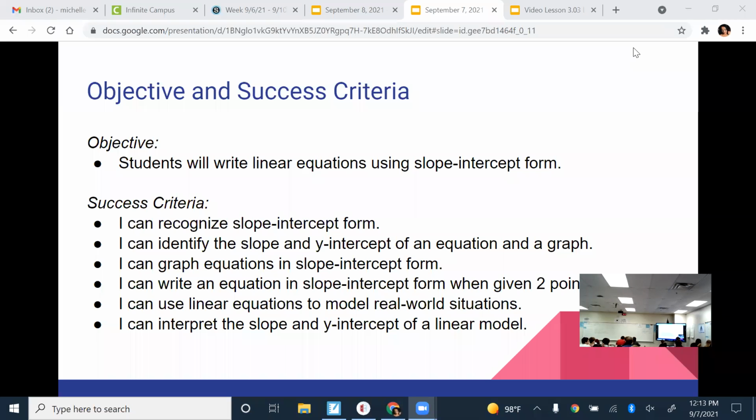The objective today is to write linear equations using slope-intercept form.